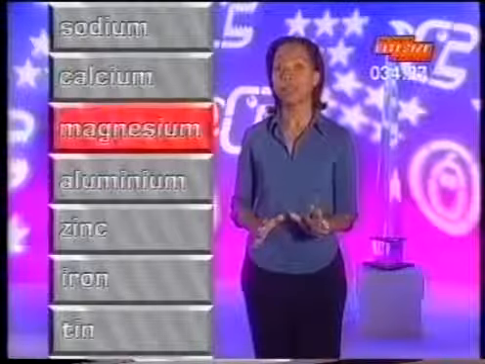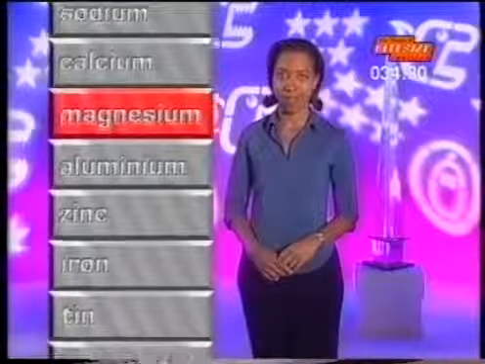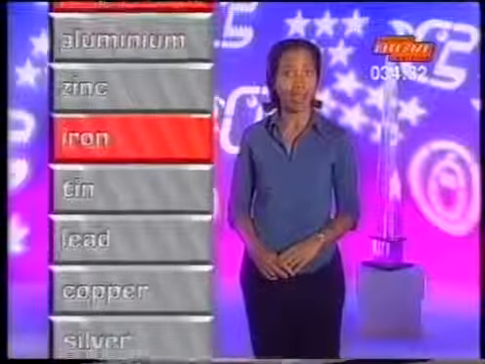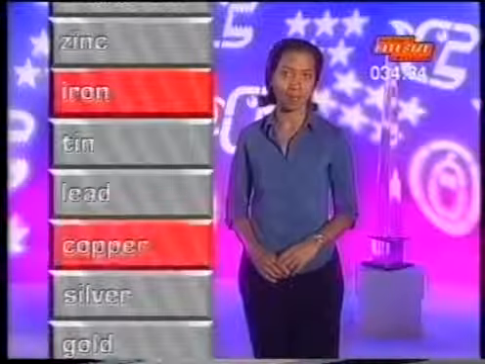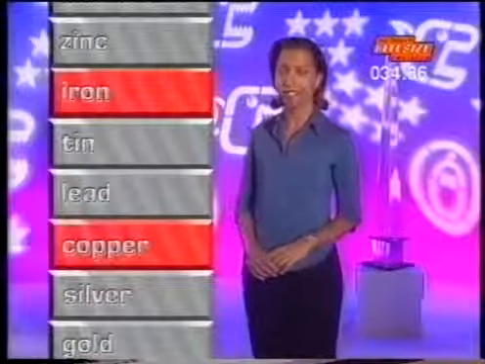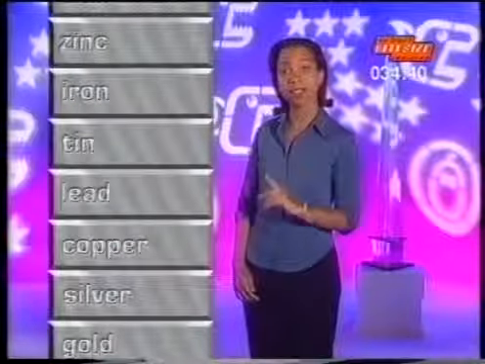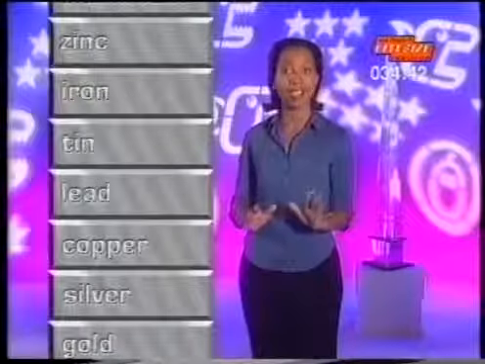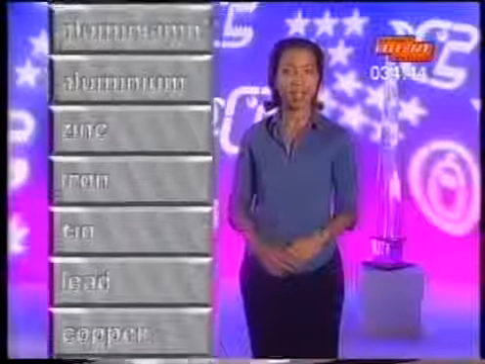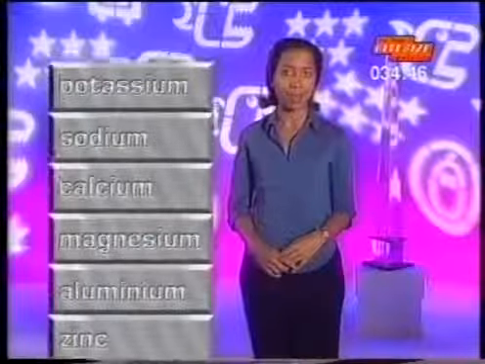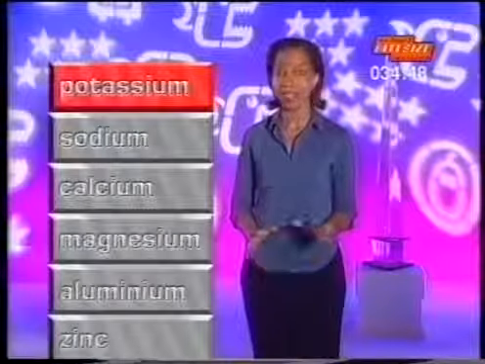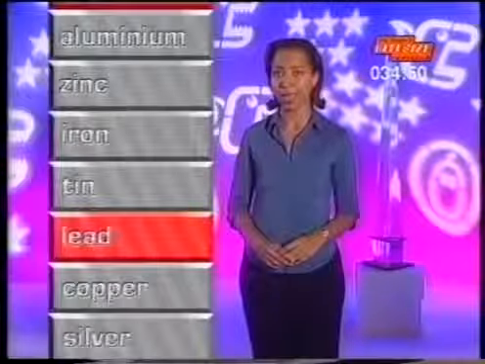So, with burning, magnesium is the most reactive. Then comes iron, and finally, the least reactive metal is copper. Metals at the top of the list are the most reactive, and the metals at the bottom of the list are the least reactive.